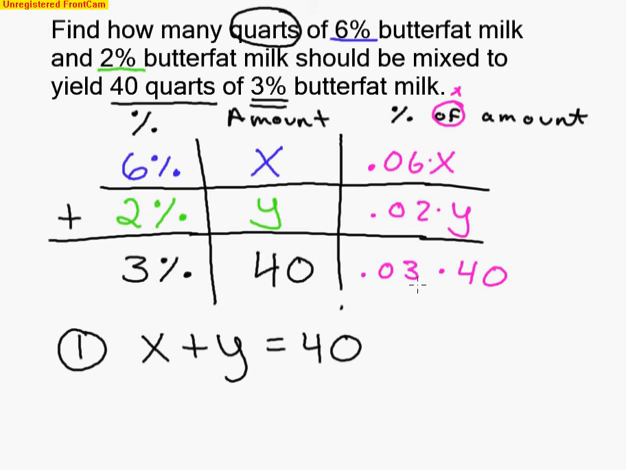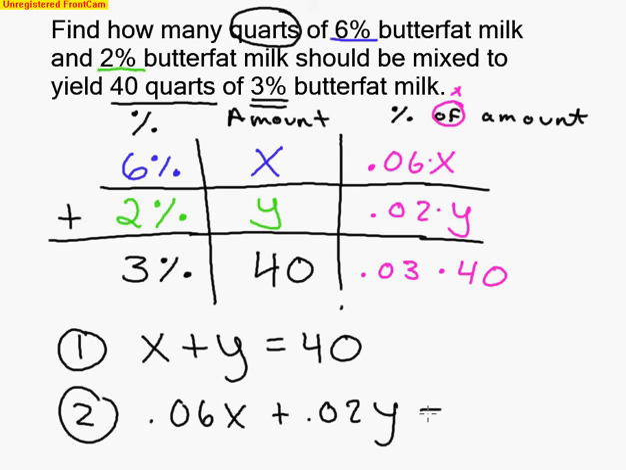So we can create our second equation here, in which we have 0.06x plus 0.02y equals 1.2, since 0.03 times 40 is 1.2. We now have two equations, in which case we can use elimination, substitution, or graphing to find a solution. Graphing is kind of obnoxious. Substitution is kind of ideal.